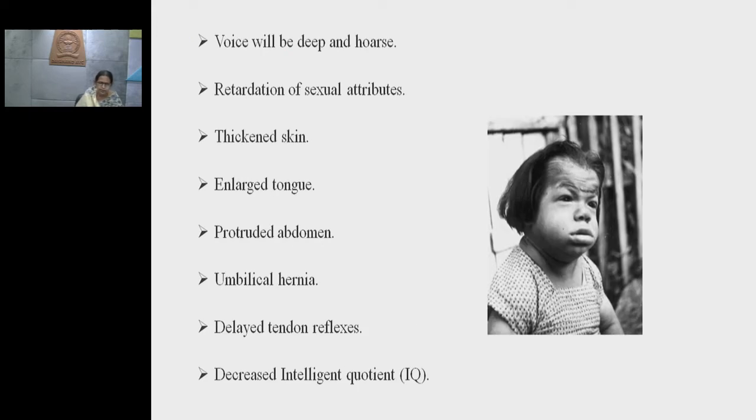The voice may be deep and hoarse, with retardation of sexual attributes and thickening of skin. As shown in the figure, we can see an enlarged tongue, protruded abdomen, umbilical hernia, delayed tendon reflex, and decreased intelligence, that is IQ.